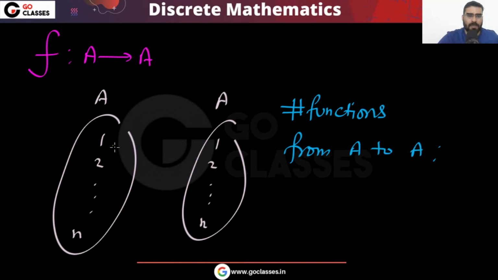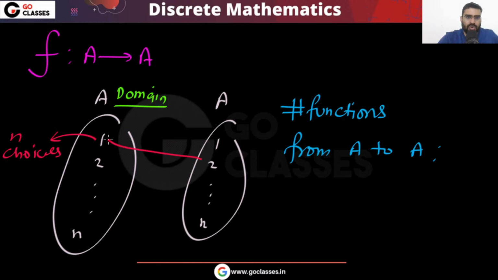Let's check it out. When you create a function, then for every element in the domain, this element can map to this, or this element can map to this, or this element can map to this. So this element can map to exactly one element. For this element, how many choices do you have? Total n choices, because it can map to 1, or to 2. So there are n choices for 1.